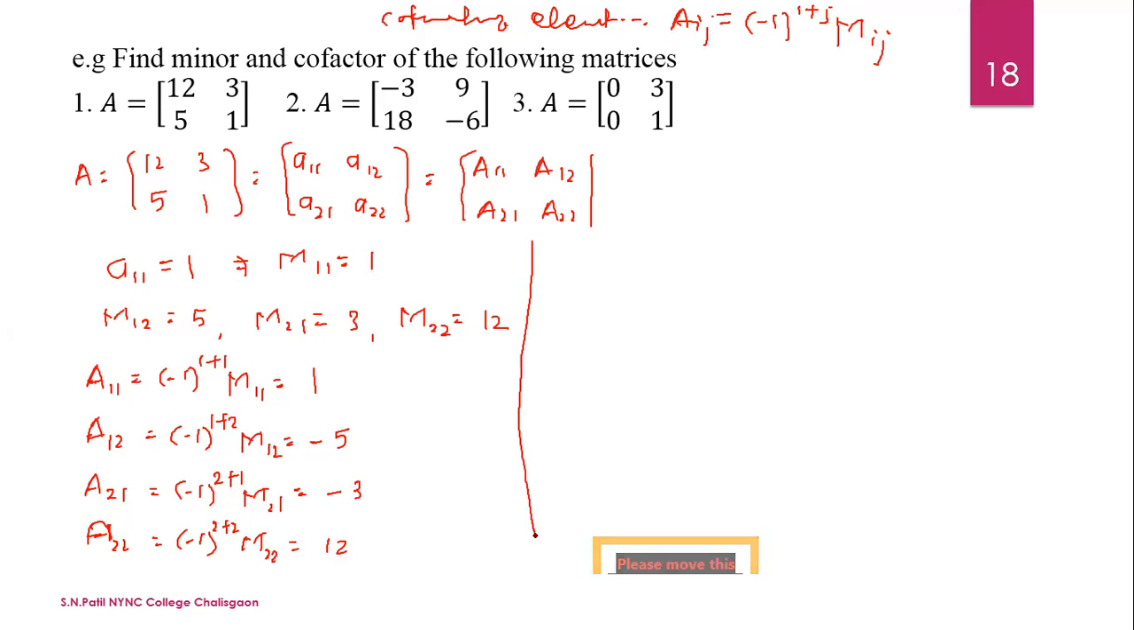Now the second matrix, again we use the same method, same formulas. A is equal to minus 3, 9, 18, minus 6. The minor of the first element, M11, is obtained by deleting row and column, that is minus 6. Now M12, deleting row and column, is 18.